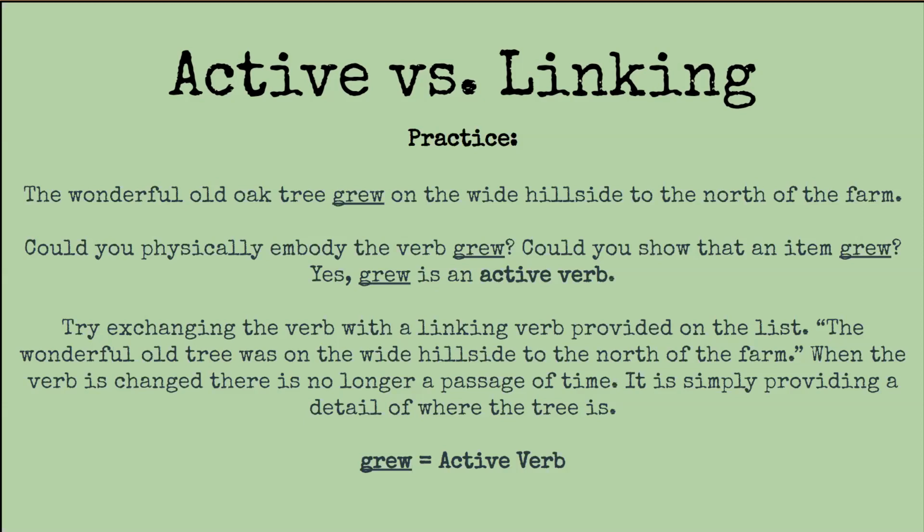So when I switch out "grew" with "was," I've changed that sentence from an active sentence to a sentence with a linking verb. Now, had I been able to change it out and the sentence not change at all, that means that both of those verbs would have been linking. So let's look at the next example.